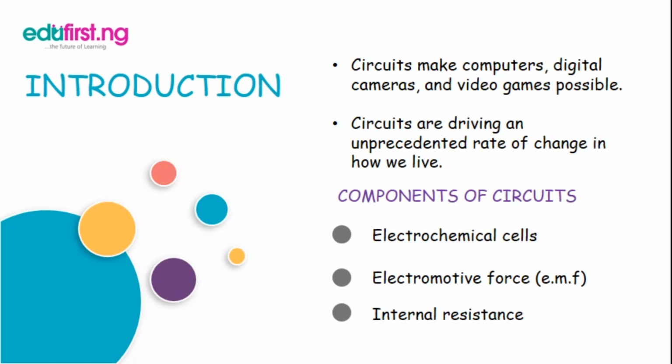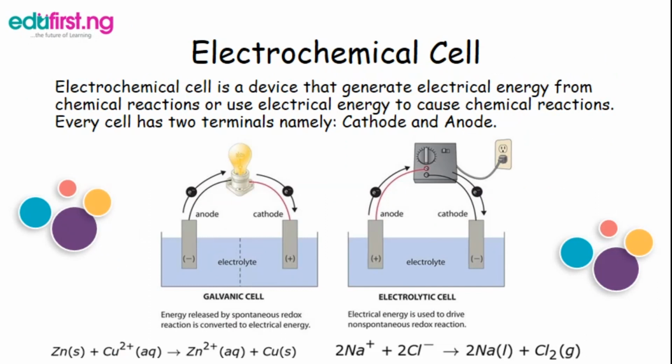There are three main components of a circuit, and they are electrochemical cells, electromotive force or EMF, and internal resistance. Now that we know the three main components of a circuit, let's explain each of them one after the other. Electrochemical cell.